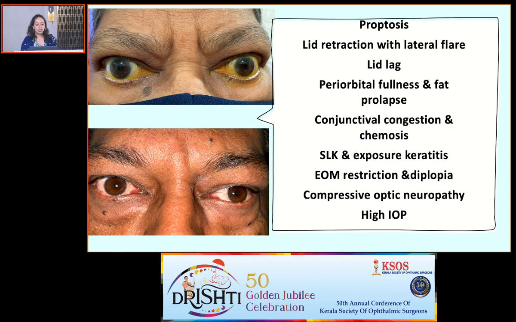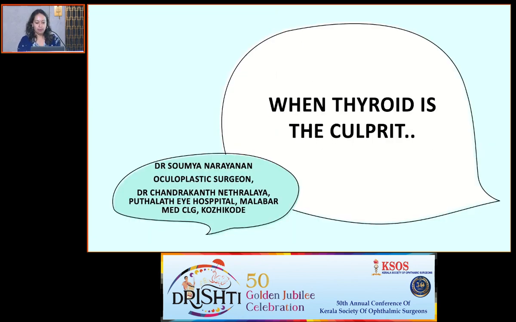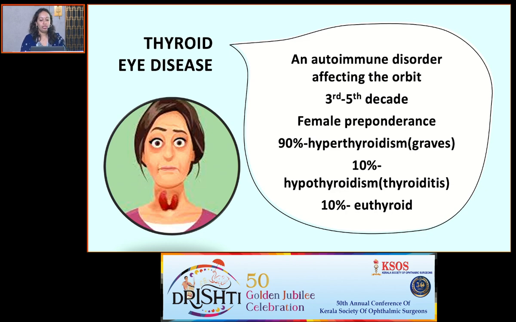Good morning. So this is a very common presentation of generalized lid swelling which comes to our OPD, but this will stand out with the lid retraction and lateral flare, lid lag, periorbital fullness and the staring look. Also look for the extraocular motility disorders, congenital congestion, superior limbic keratoconjunctivitis, and we should look for compressive optic neuropathy. So here thyroid is the culprit. So thyroid eye disease is an autoimmune disorder affecting the orbit in the 3rd and 5th decade of life with female preponderance, and 90% of patients are hyperthyroids.